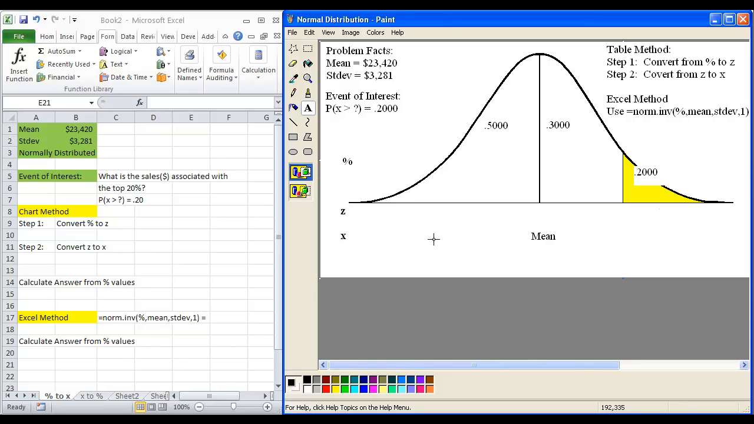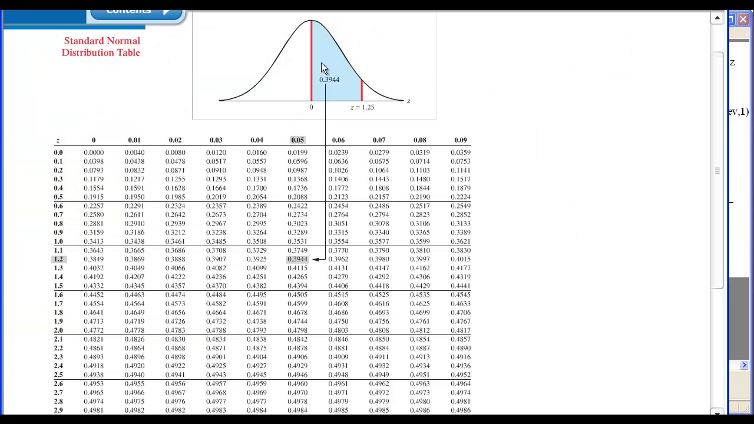When I look at the chart in the back of the book, the area in the back of the book always goes between the 0 mark for your z-score and your value. So we're going to look at that area in there. In this case, we know the percentage value, but we don't know the z-score. Remember that z-scores are on the outside and percentage values are in the middle.